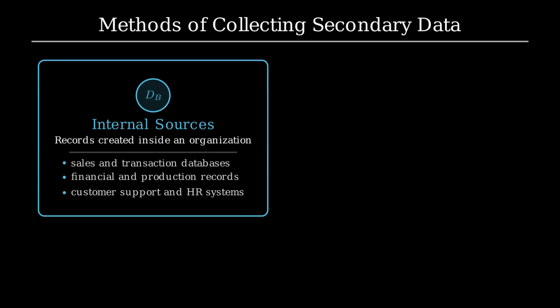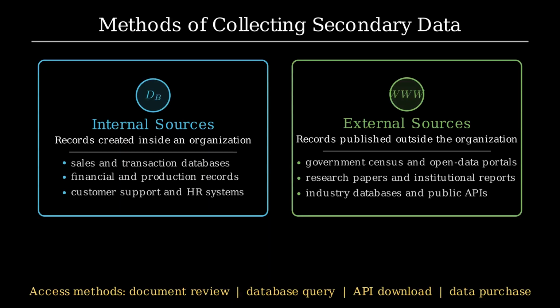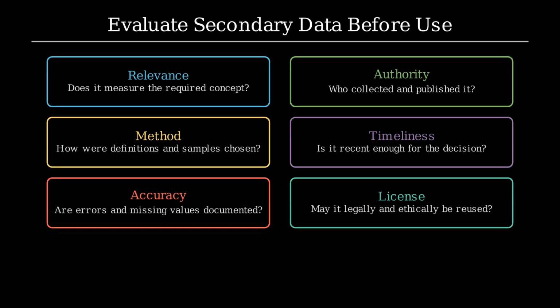Secondary data can come from internal sources such as sales databases, financial records, production logs, customer systems, and previous company studies. External secondary sources include government census tables, open data portals, research articles, institutional reports, industry databases, and public APIs. Before using secondary data, evaluate relevance, authority, collection method, timeliness, accuracy, and permission for reuse.